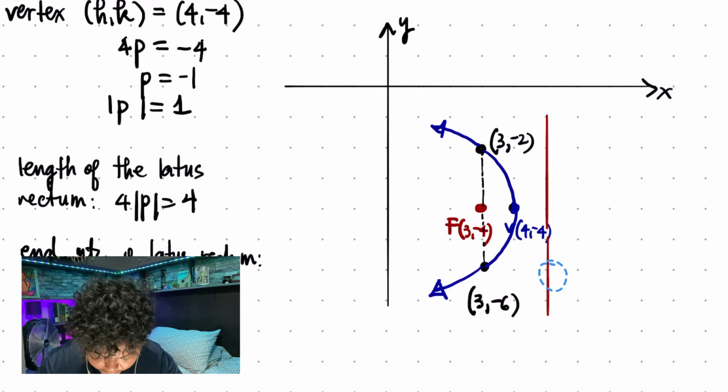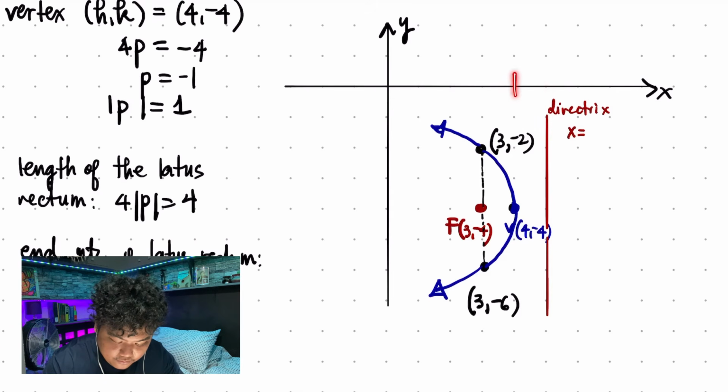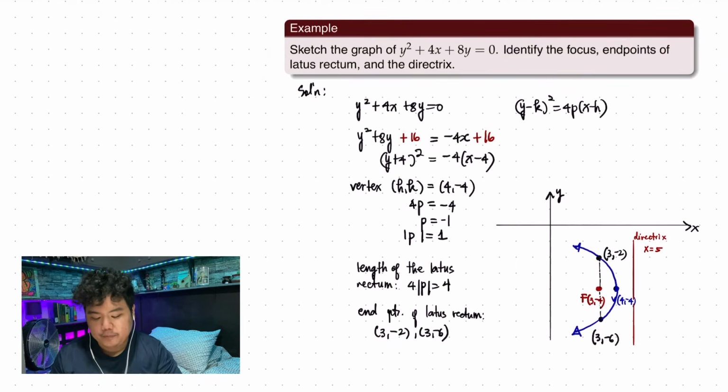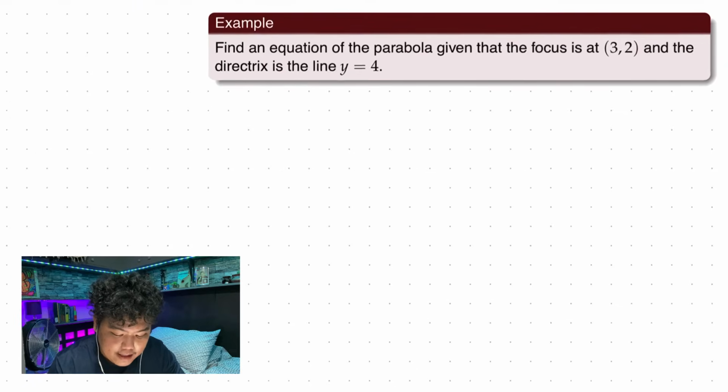Usog natin. So, ang equation ng directrix is x equal to, anong x-coordinate nito? So, 5. So, x equal to 5. So, yan yung sketch at yung mga hinihingi sa kanya. So, punta tayo dun sa last question sa parabola.